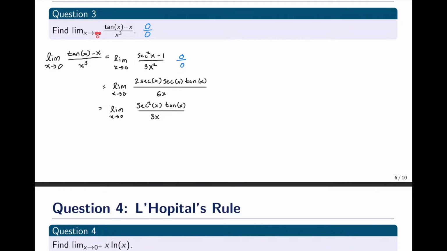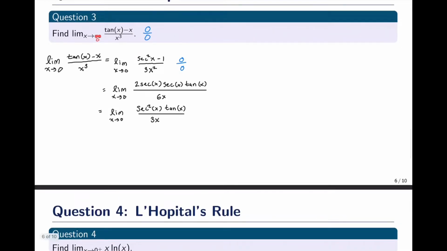All right, so now I need to look again. Do I have an indeterminate form, or do I have a limit that I can solve using maybe some other technique that we learned in previous lectures? All right, so I notice that as I send x to 0, this tangent is going to go to 0. So if tangent goes to 0, secant squared of x goes to 1, then the entire numerator is going to go to 0. All right, so this guy here goes to 0. And of course, as I send x to 0, 3x also goes to 0. All right, so that means I then need to apply L'Hopital's rule one more time.